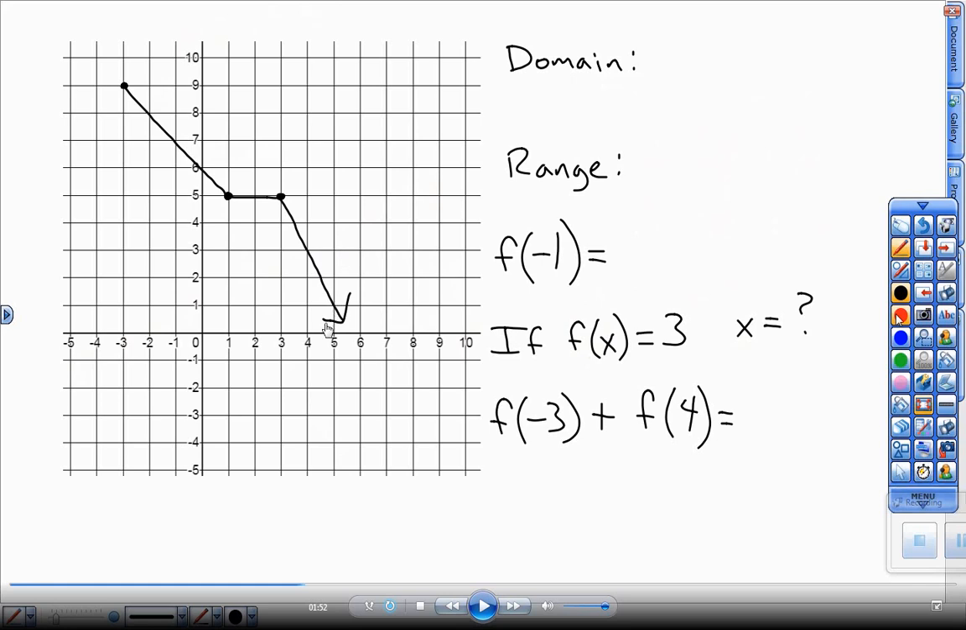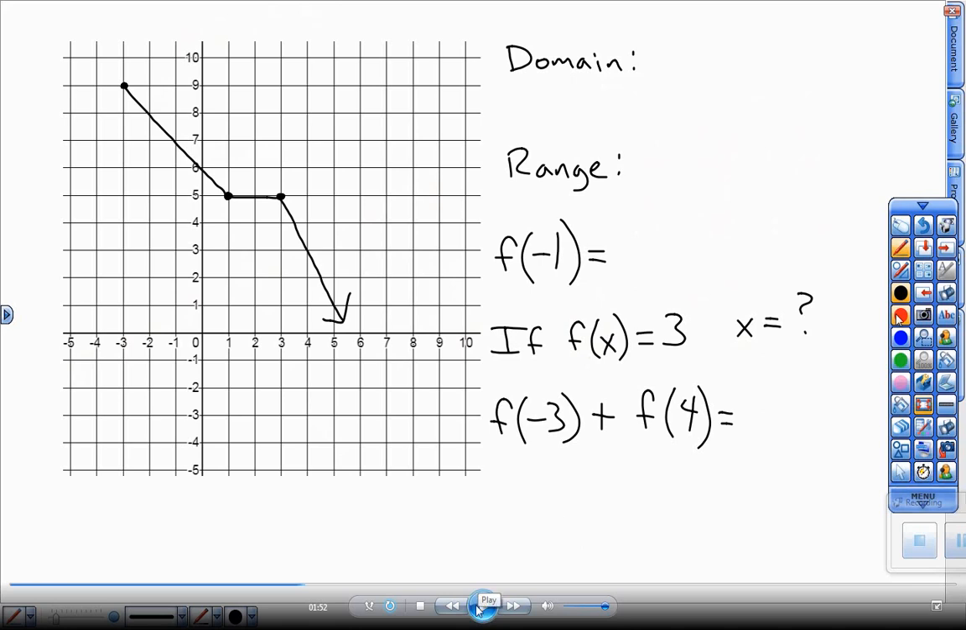Try to be precise. Find the domain and range. When I give you -1 on the x-axis, find what y is. When I give you 3 on the y-axis instead, find out what x is. And then if I give you a couple values, find them and then add those up. Alright, hopefully you tried it.